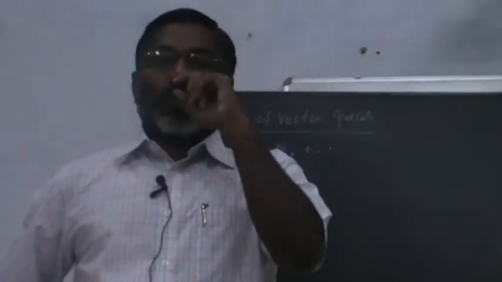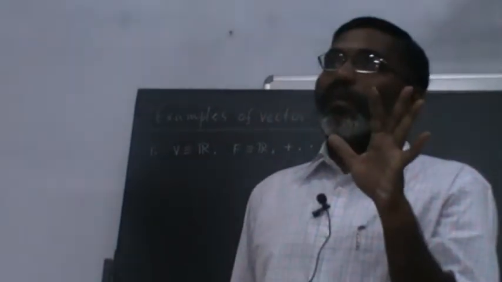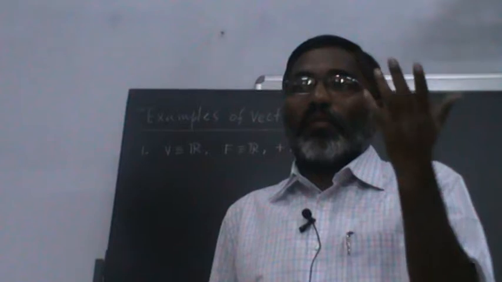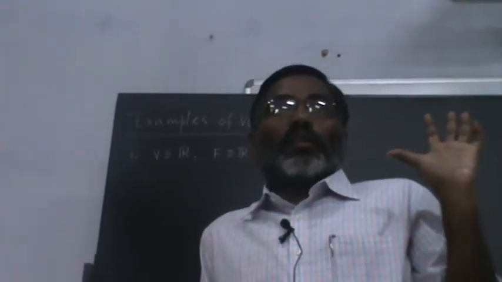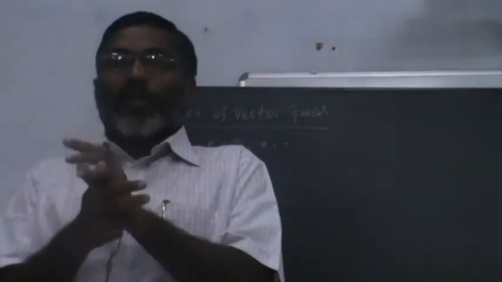Okay, let me put it this way. I define the dimension of a vector space as the number of elements in the basis. And a basis is the maximum number of linearly independent vectors that you can construct in this vector space. Correct? Intuitively, you can understand the following.